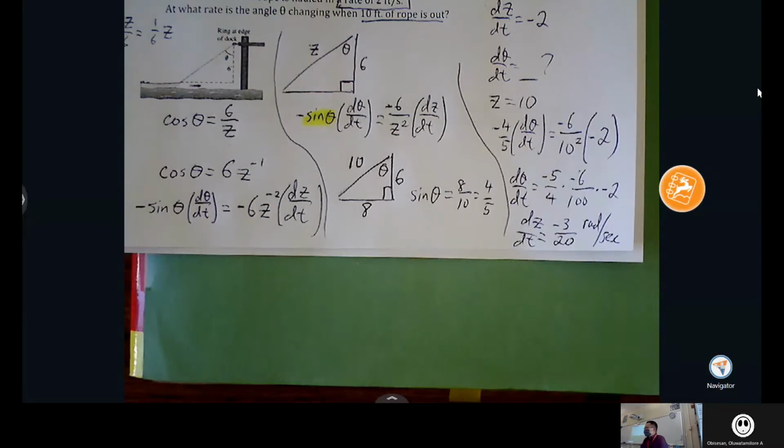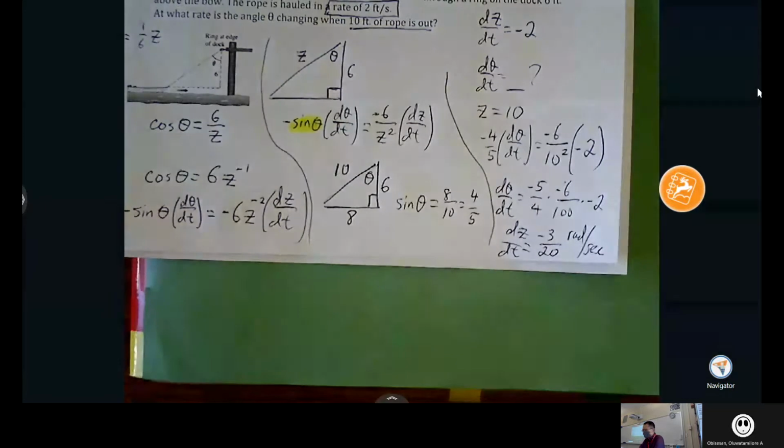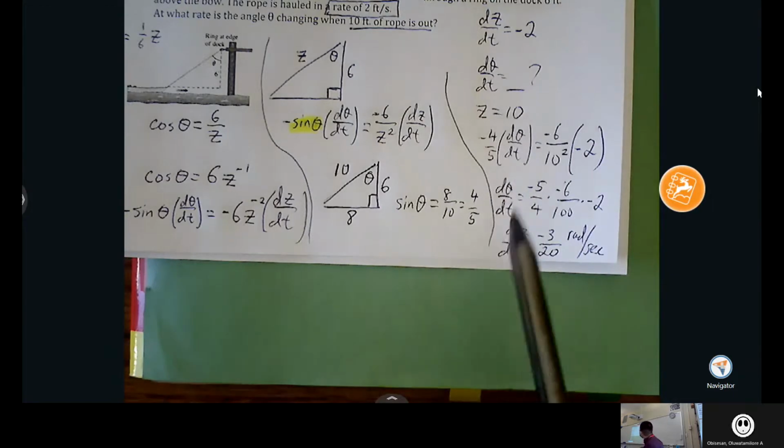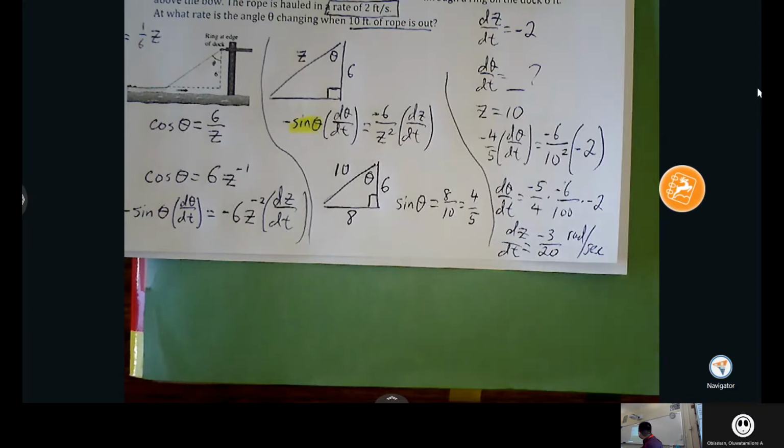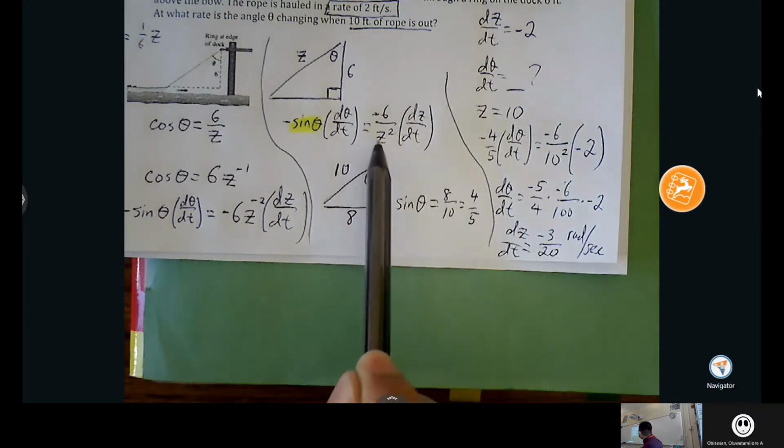Good? Okay, which part? Wait, I need to see this for a second. Oh, that's what I did wrong. I did z squared instead of z to the -2. Oh, yeah, yeah. It needs to be in the denominator.